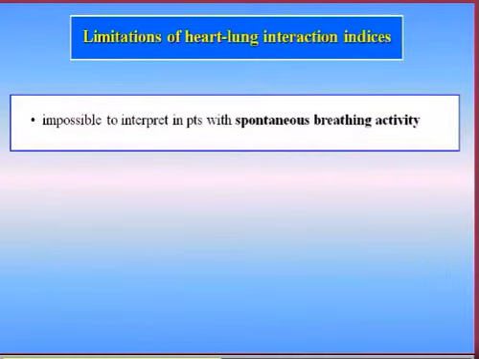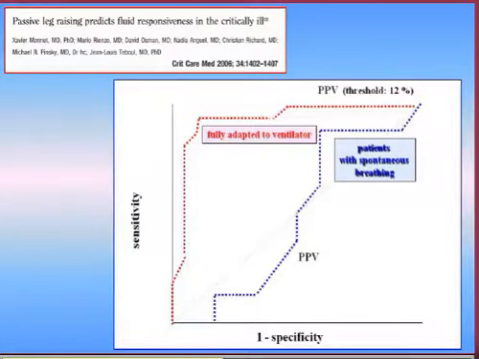The second limitation is that it's impossible to use all these indices in patients with spontaneous breathing activity. For example, in this study with Xavier Monet, we compared PPV in different populations. Patients who were fully adapted to their ventilator, and we found a very good prediction with PPV and a threshold value of 12%. And patients who were mechanically ventilated but have some spontaneous breathing activity, and in this case, there is no prediction of fluid responsiveness by using PPV.